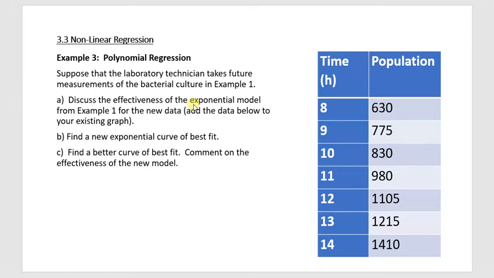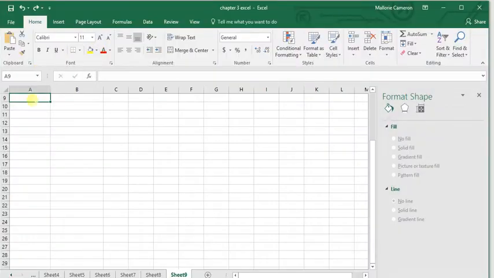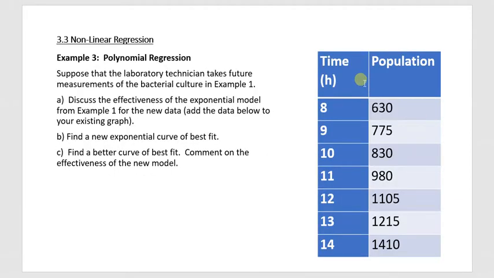In example one, we said that the exponential model was a very solid curve of best fit for this data. Now we're going to find the new exponential curve of best fit, and then comment on whether or not it's still effective, okay? So going up to the laboratory technician and the bacterial culture, let's copy this, get onto Excel, and paste all of these new data, just from here down.